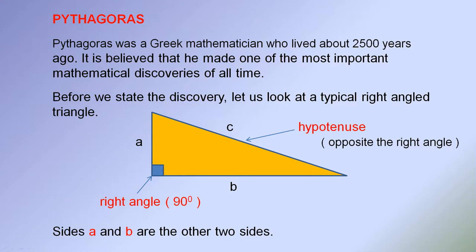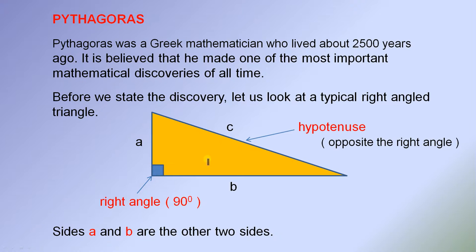Pythagoras was a Greek mathematician who lived about 2,500 years ago. It is believed that he made one of the most important mathematical discoveries of all time. Before we state the discovery, let us look at a typical right-angled triangle.